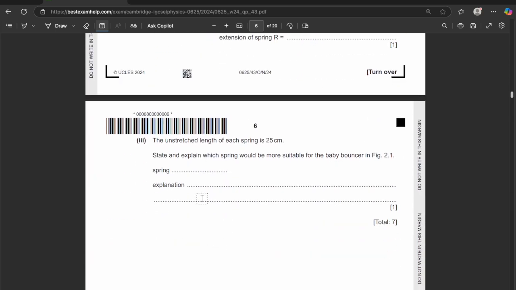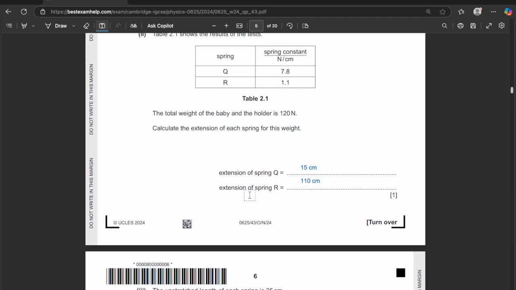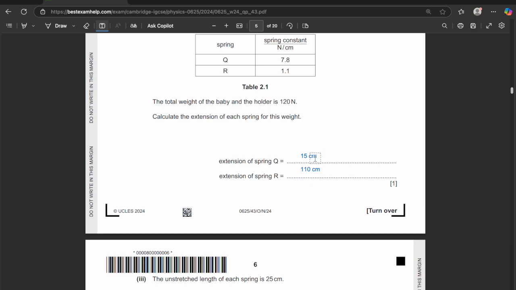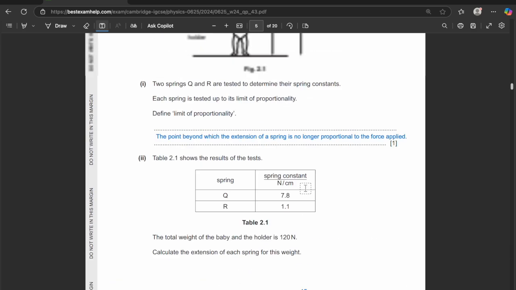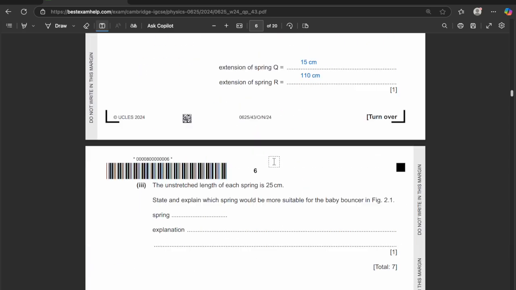Okay, 3. The unstretched length of each spring is 25 centimeters. State and explain which spring would be more suitable for the baby bouncer in figure 2.1. So I can look at the spring and look at the extension. 15 and 110, like 110 is too big. It is definitely too big. So you may not want to use R. Q would be more suitable.